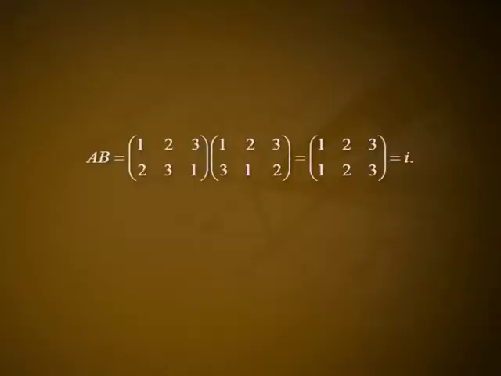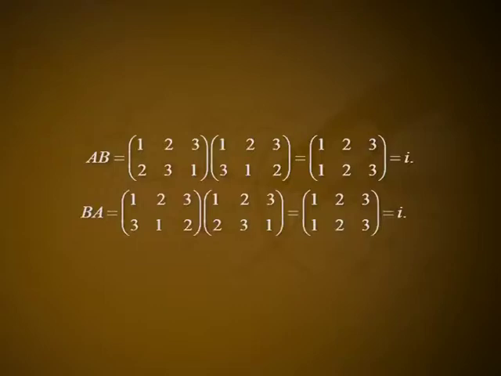Solution. AB is equal to the permutation 1→2, 2→3, 3→1 times the permutation 1→3, 2→1, 3→2, which is equal to the permutation 1→1, 2→2, 3→3, which is equal to I. BA is equal to the permutation 1→3, 2→1, 3→2 times the permutation 1→2, 2→3, 3→1, which is equal to the permutation 1→1, 2→2, 3→3, which is equal to I. Hence, AB is equal to BA is equal to I.